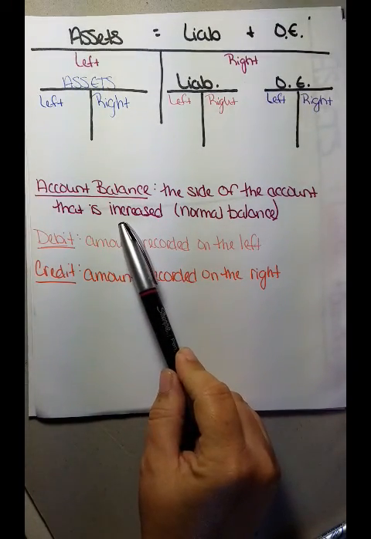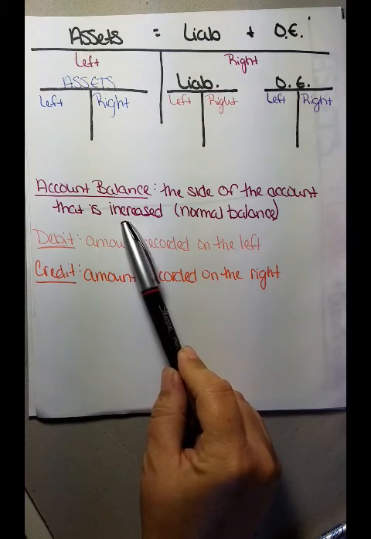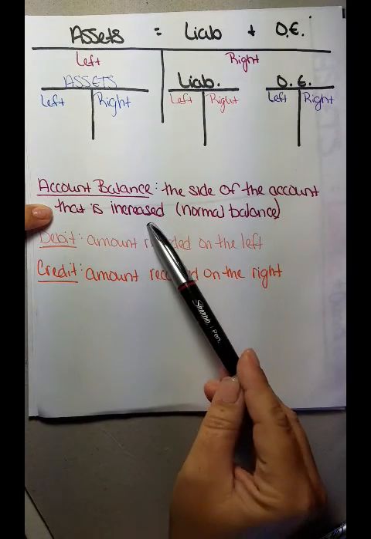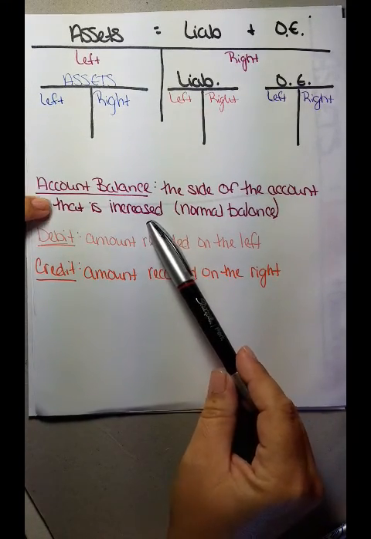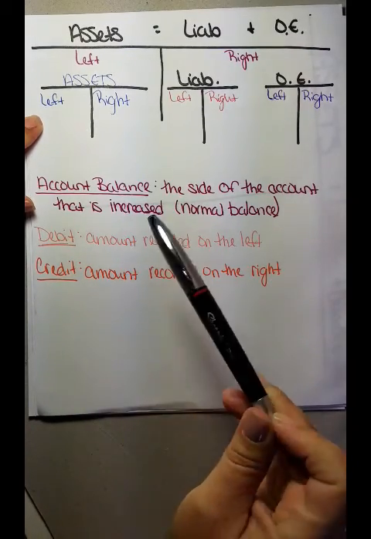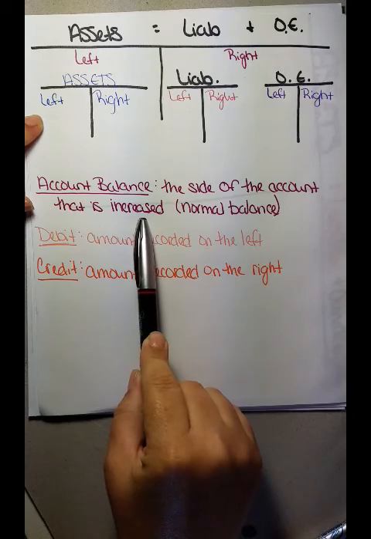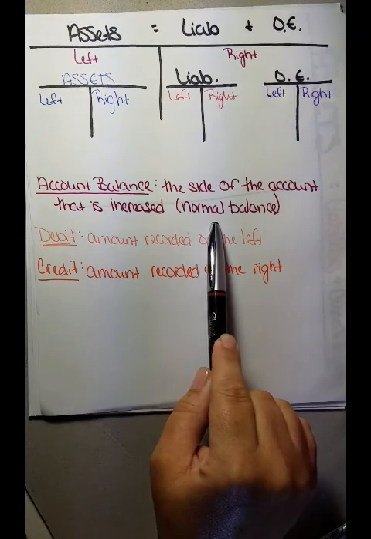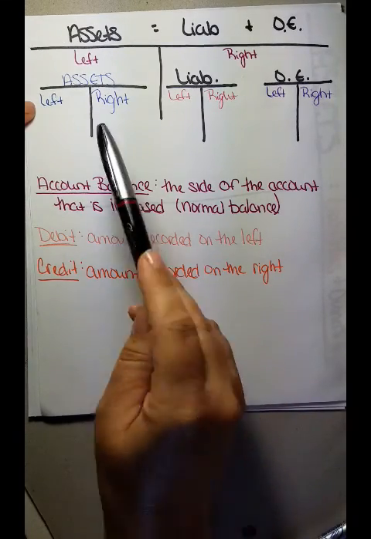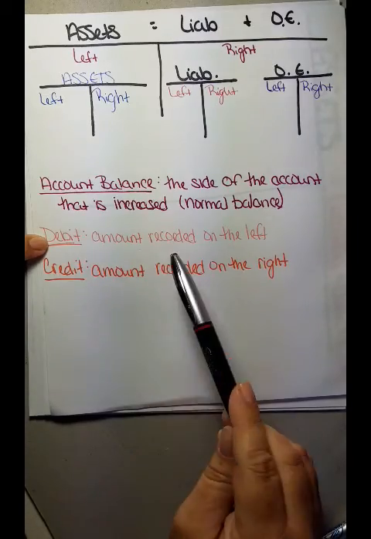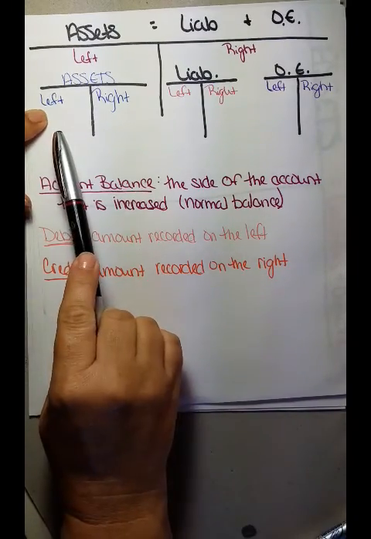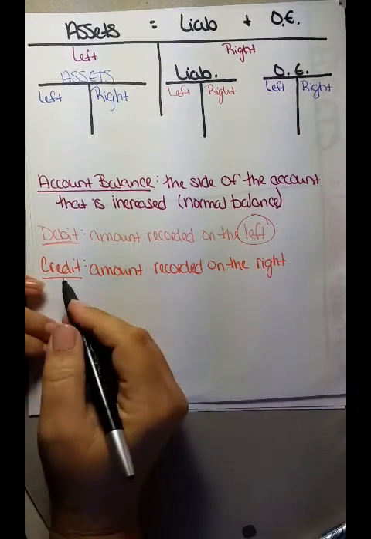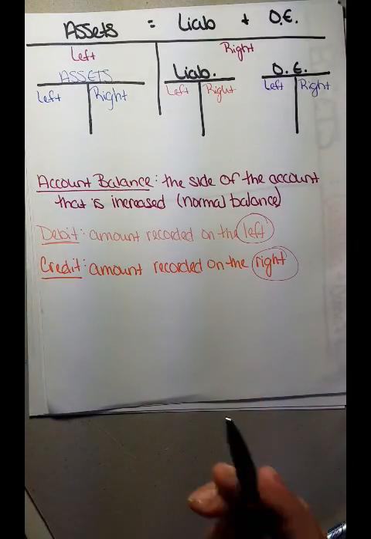Vocabulary words. You're going to need to know that the account balance is the side of the account that is increased. So in Chapter 1, we talked about whether we're going to increase or decrease things. Now we're putting everything into the T. So we need to know that whichever side it's increased on is the side that's the account balance, or what we call our normal balance. And then debit is the amount that's always recorded on the left. So you can always think that debit and left are the same, credit and right are the same.